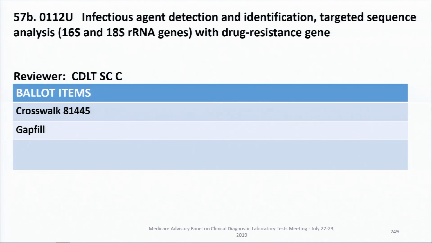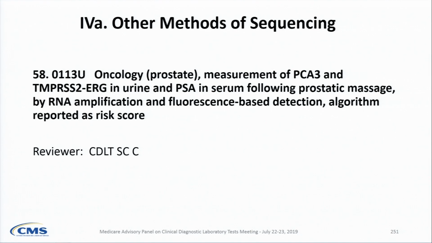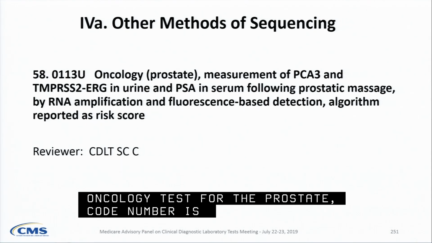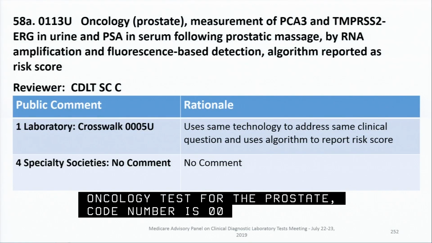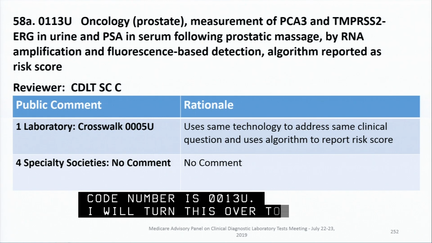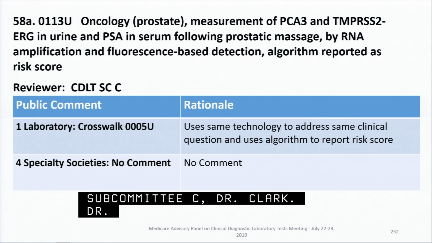Okay, so we're going on to item 58, 0113U. This is another oncology test for the prostate. Code number is 0113U, and I'm going to turn this over to Subcommittee C, Dr. Clark. So our proposed crosswalk is 0005U. It has the same number of targets and similar technology.